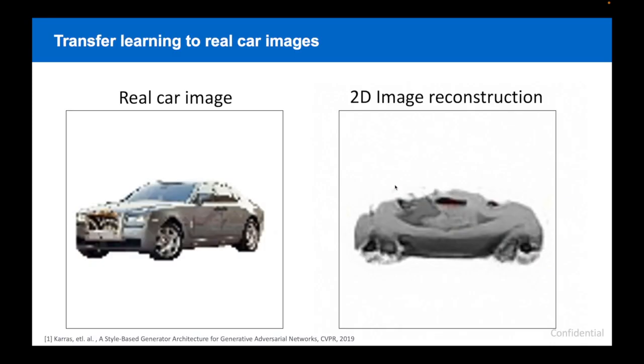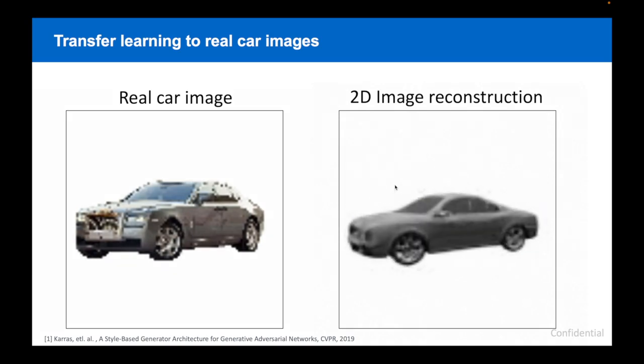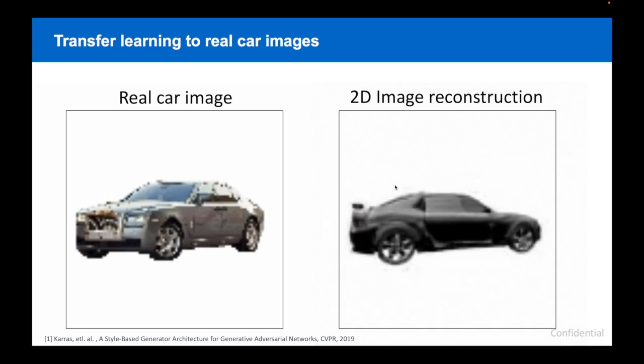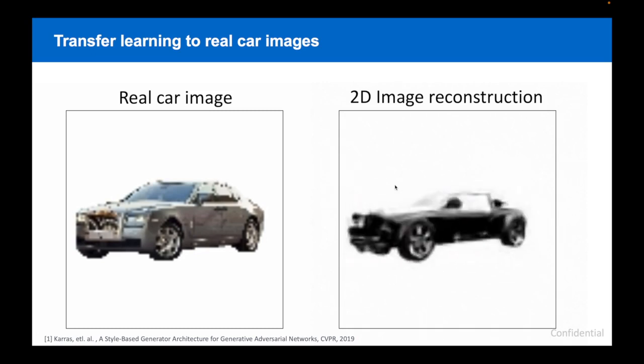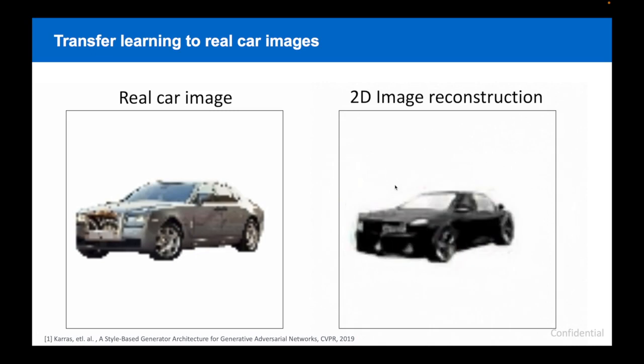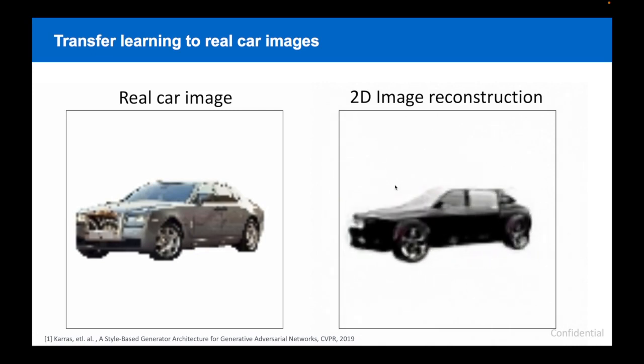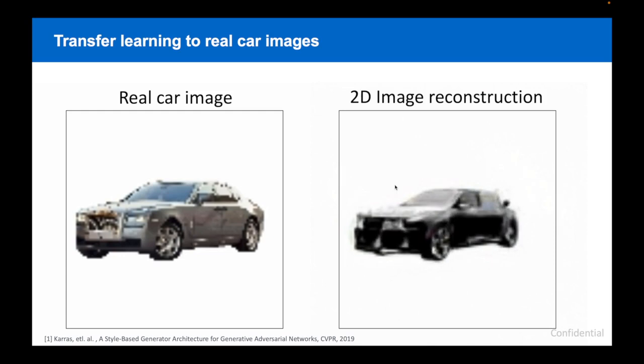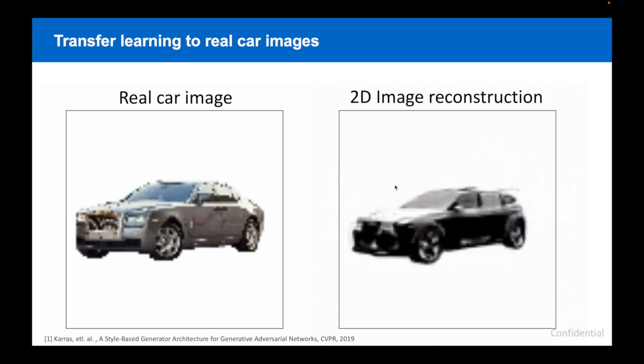The reason why this works is because we have a StyleGAN representation in our model, and this has a nice property in that StyleGAN, when trained on the synthetic data, under optimization, can fit to real car images. So during training, our model also utilizes this property, allowing us to transfer from synthetic data to real data.